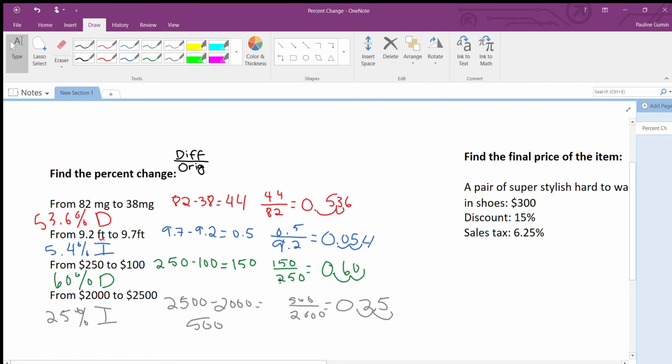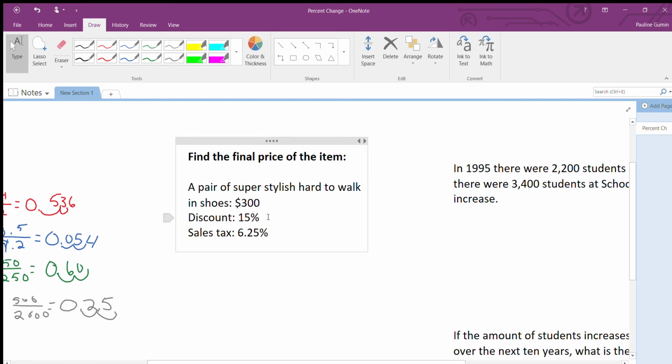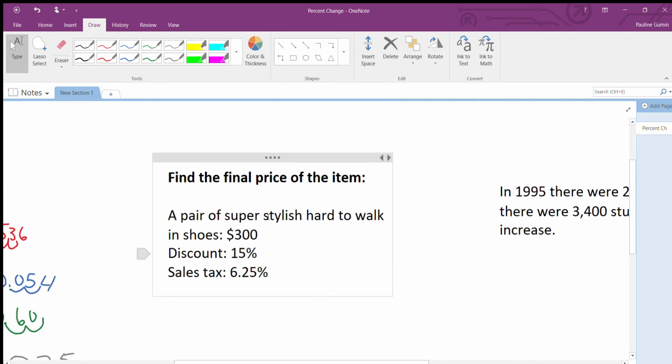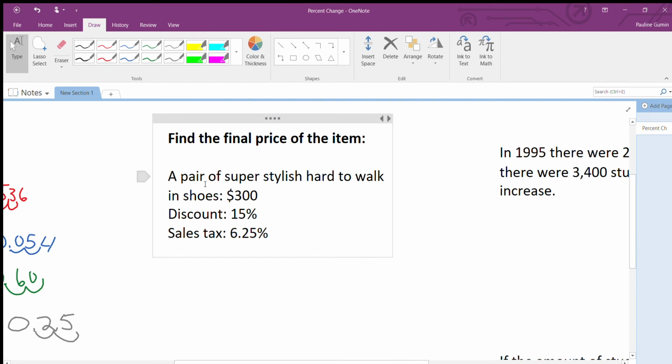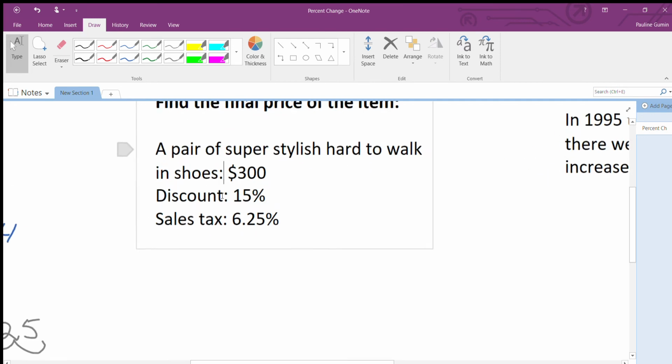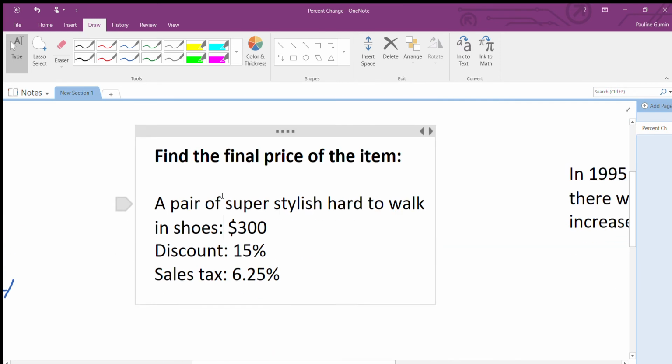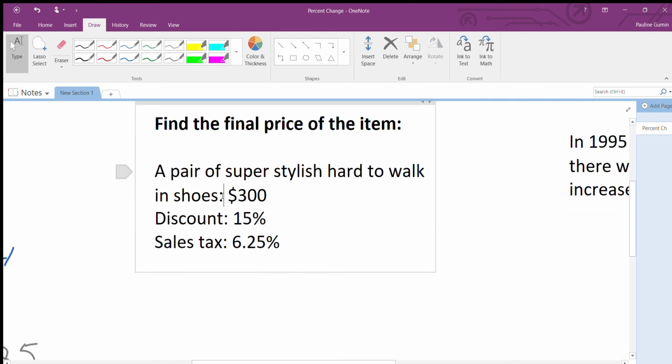But now, let's use something that you're going to be using percents on forever, and that's shopping. Whether it's for super stylish, hard to walk in shoes, or for groceries, toilet paper, the usual, you're going to always have percents involved. Not because there's always going to be a discount, unfortunately, but mostly because there's sales tax.